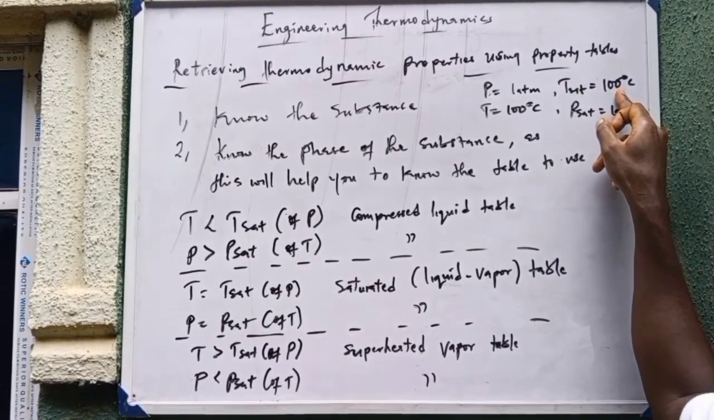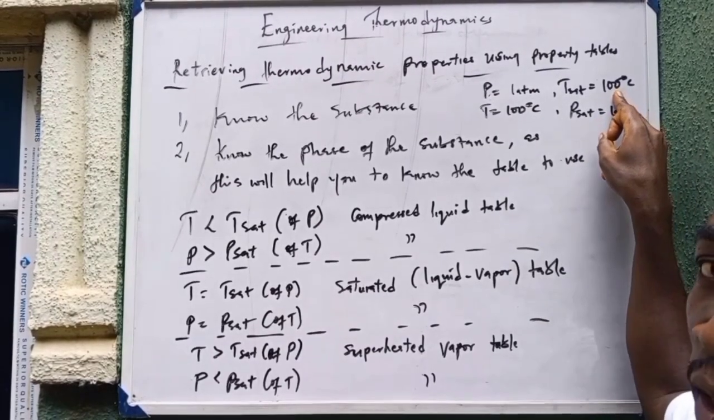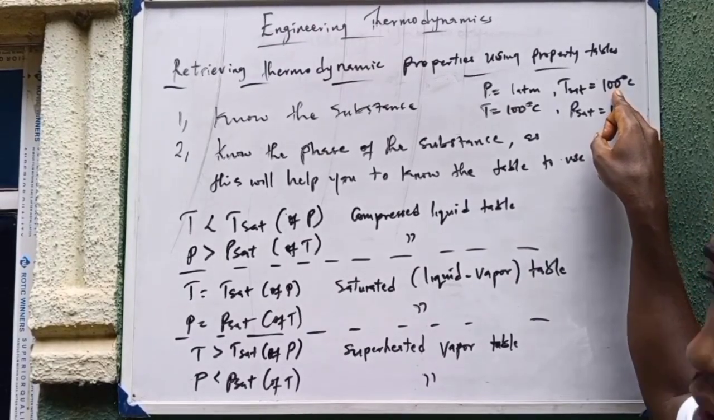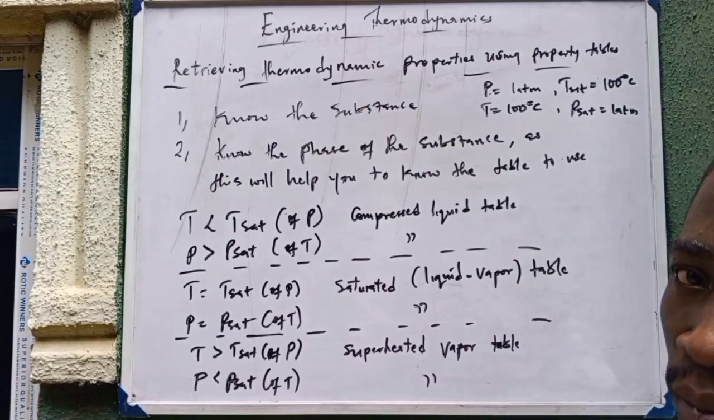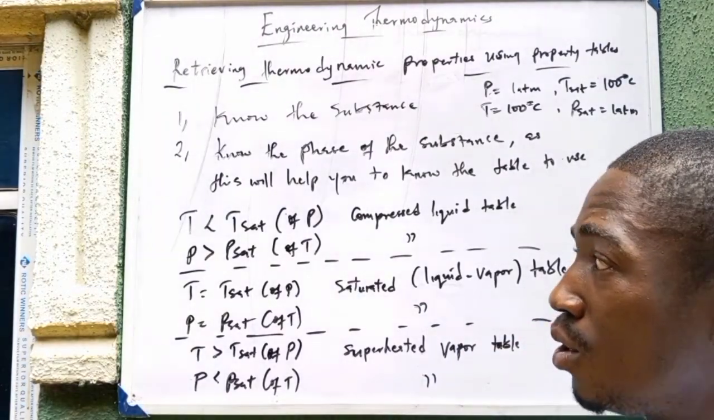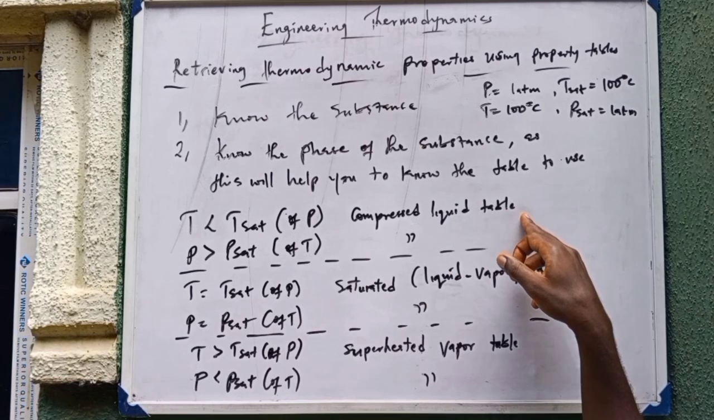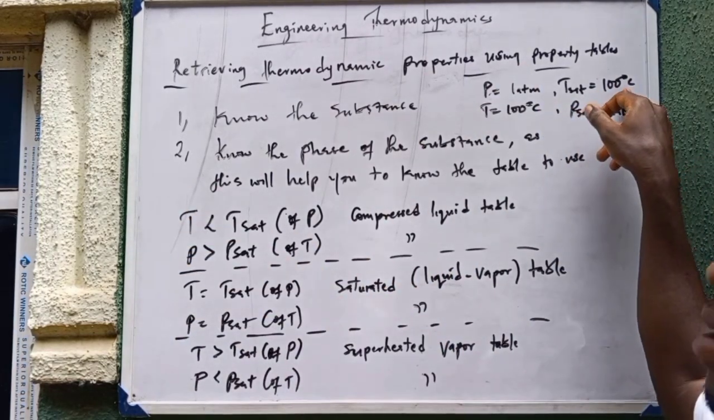Now we check the temperature we are given or working with. Is it less than 100 degrees Celsius? If the temperature is less than 100 degrees Celsius, what it means is that we cannot get our values on that table, the liquid vapor table. So we'll move to the compressed liquid water table. That's where our values would be, because T is less than 100 degrees Celsius.